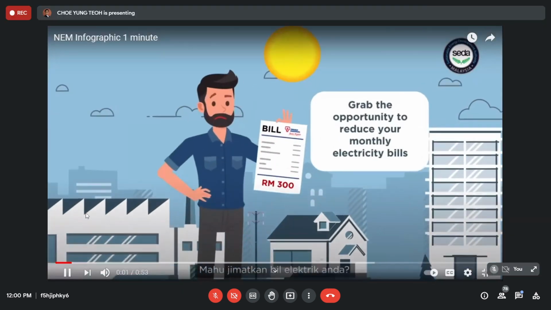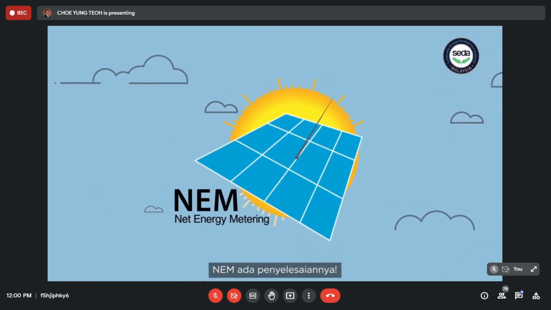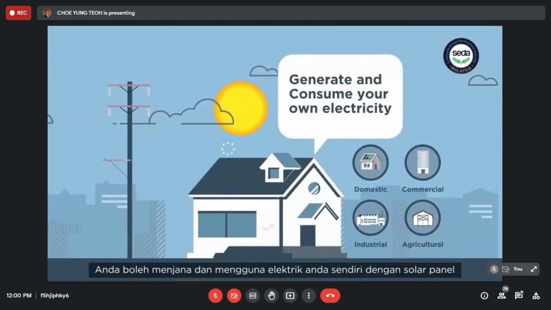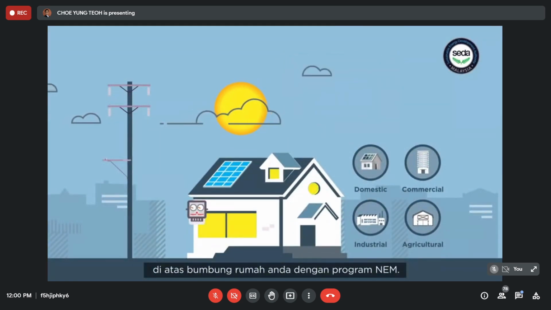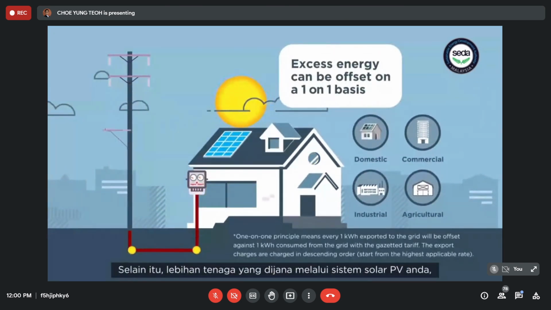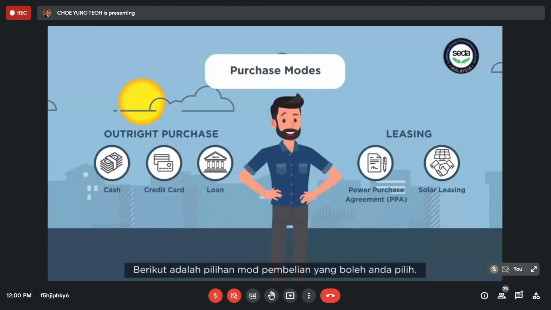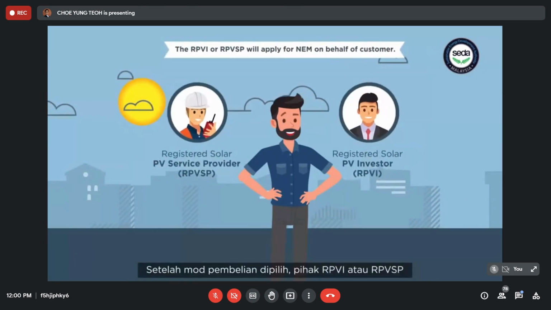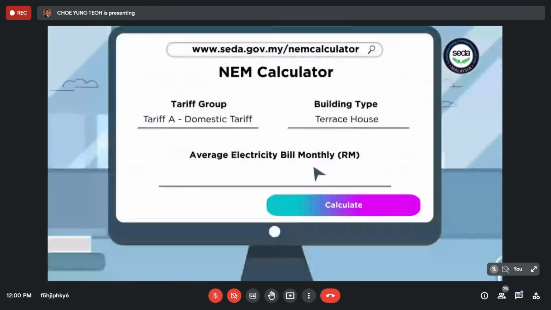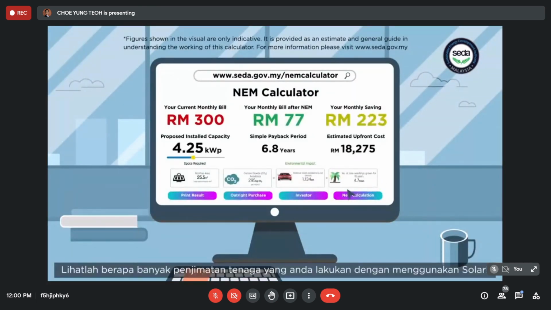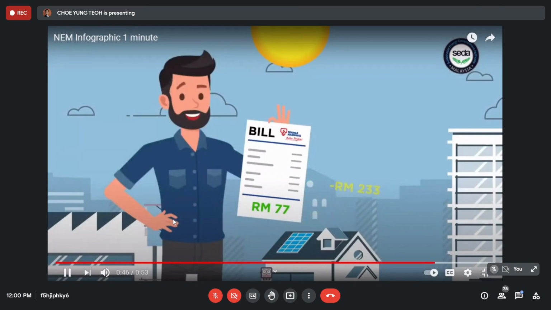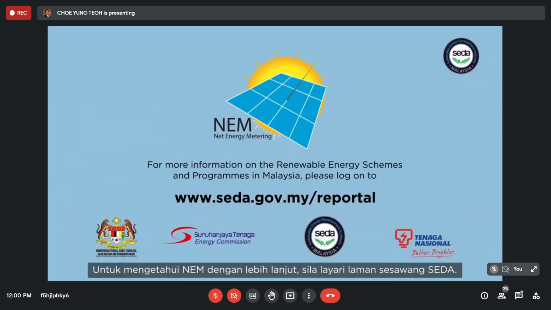Want to save your electricity bills? Then NEM is the right solution for you. Generate and consume your own electricity using solar panel on your rooftop via NEM program. Besides, any excess energy generated by your solar PV system can be offset on a one-on-one basis. Here are the options of solar PV purchasing modes that you can choose from. Once you have chosen your preferred mode, the RPVI or RPVSP will apply for NEM on behalf of the customer. Look how much energy you can save by going solar. Find out more information on NEM by visiting SEDA's website.